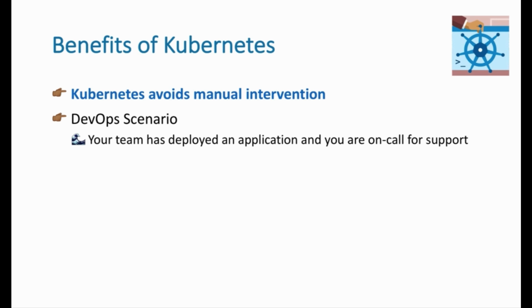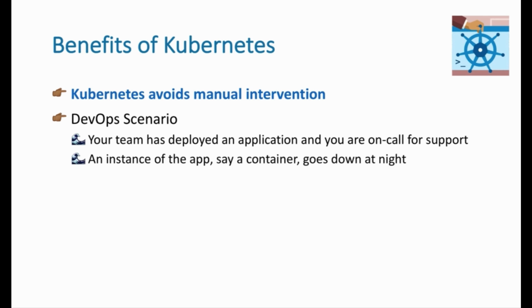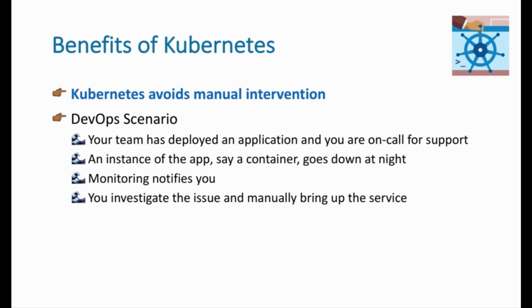Now, let's say that while you are sleeping at night, one instance of the application, say a container, just goes down. Monitoring will page you, of course, and you wake from your sleep. You investigate the problem and determine that the container has died. So you have to fix this issue. To do this manually, you will be spinning up a new instance of a Docker container, and obviously it has a new IP address, so you will have to update the DNS records. Then you will have to set up networking and service discovery, and run all the steps to make sure that everything is working fine.